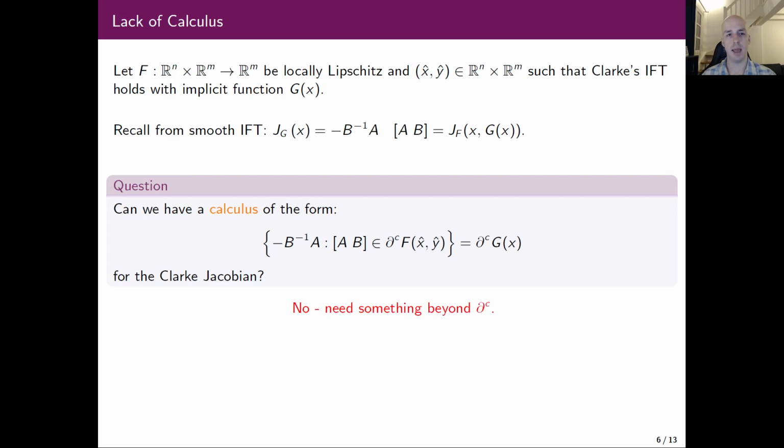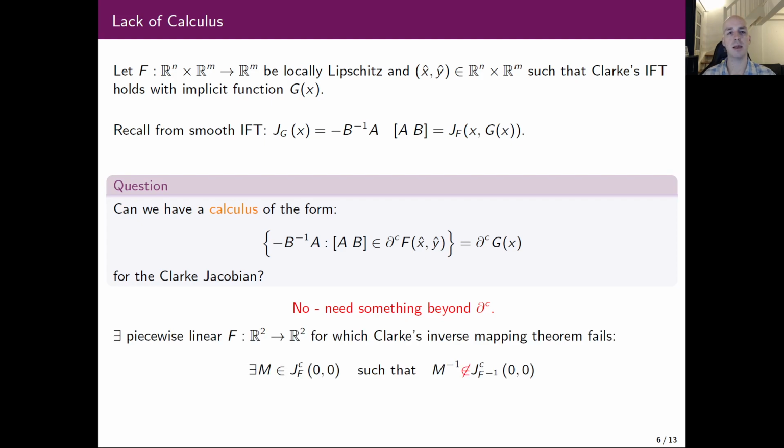Unfortunately, the answer is no. We need a gradient-like object that extends beyond the Clark Jacobian. Indeed, we show that there exists a piecewise linear function f, in particular, f is locally Lipschitz, for which Clark's inverse mapping theorem fails, and by extension, the proposed calculus for Clark Jacobians must fail as well.